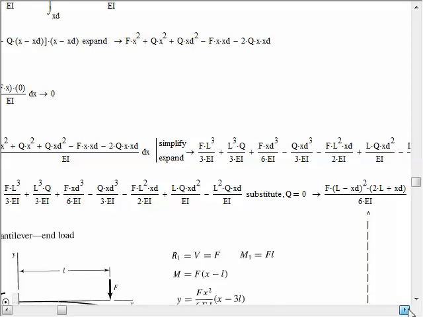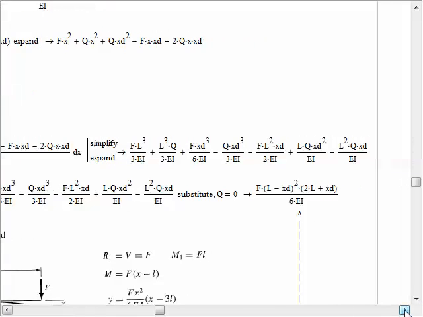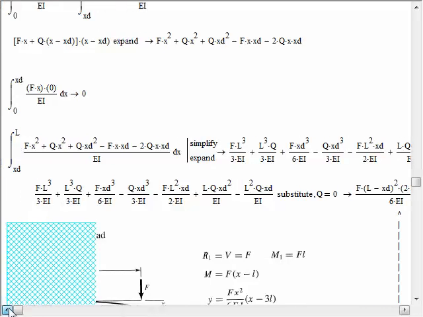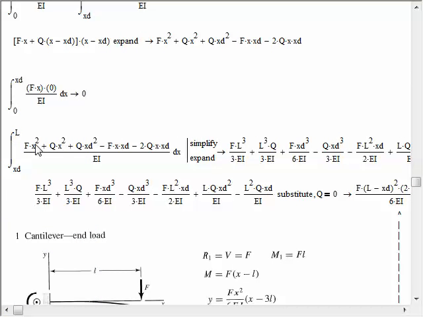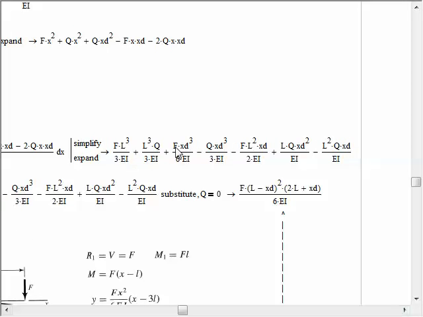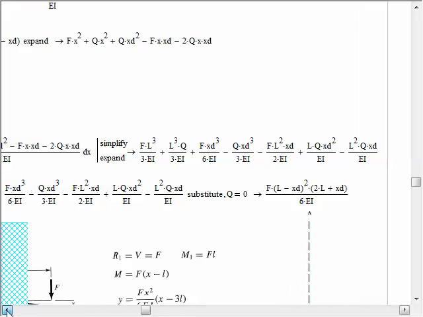Let's see if I can find that term. I haven't found it yet. Fxd cubed over 6EI. Hang on, let me look back at this a second. Okay, so this becomes Fx cubed over 3EI. So we have an FL cubed over 3EI. The only thing that might happen is maybe, since we have 1, 2, 3, 4, 5 terms to integrate, let's see if we have 10 terms here. Maybe some of them combined. 1, 2, 3, 4, 5, 6, 7. Some of the terms must have combined. There must have been some algebra here. So I'm not seeing the term that I'm looking for, but it's okay. MathCAD has gotten the right answer, I promise you.